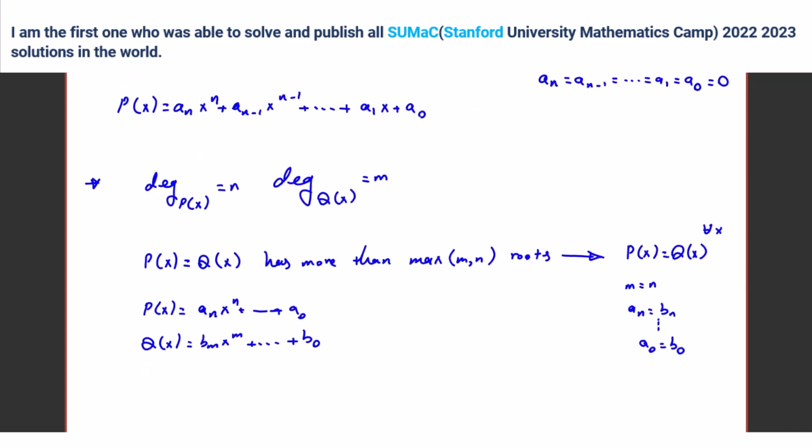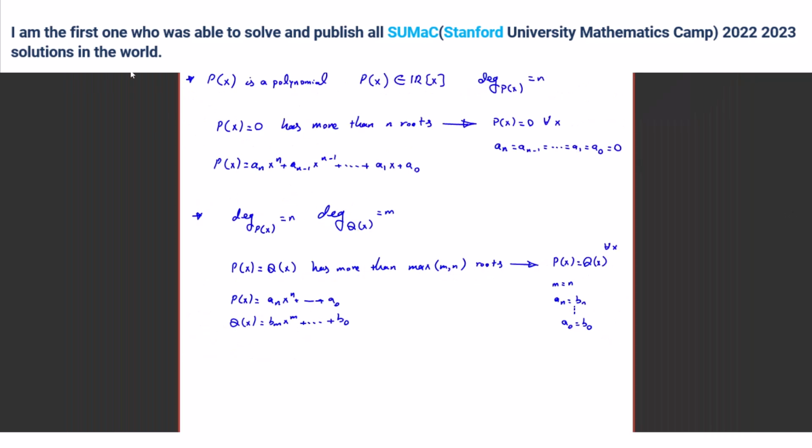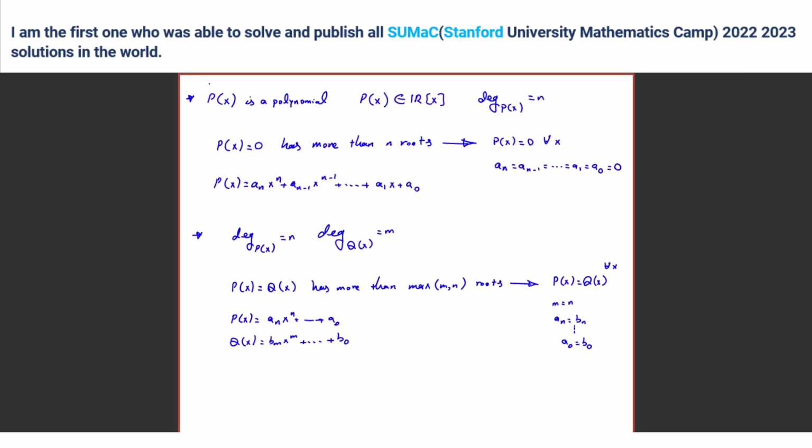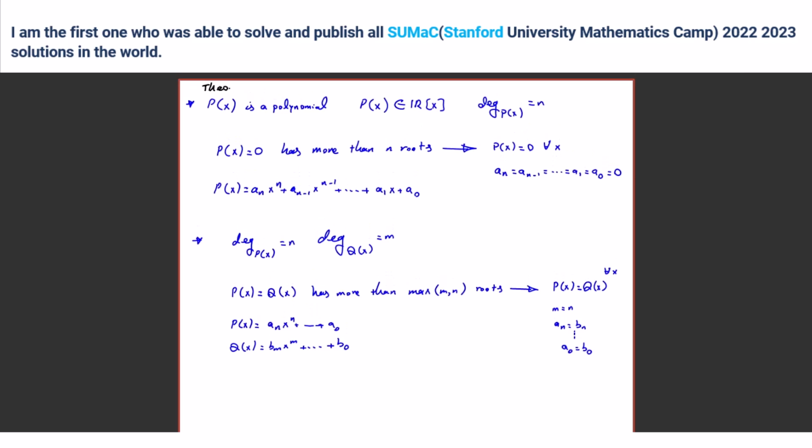Okay. And can you prove it by the previous one? Suppose we have this theorem. Let's call this one theorem 1, and let's call this one theorem 2. Try to prove theorem 2 by using theorem 1.